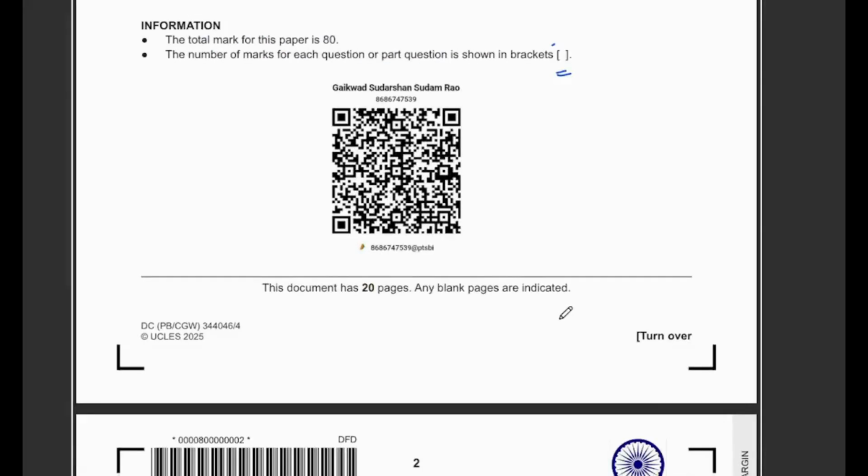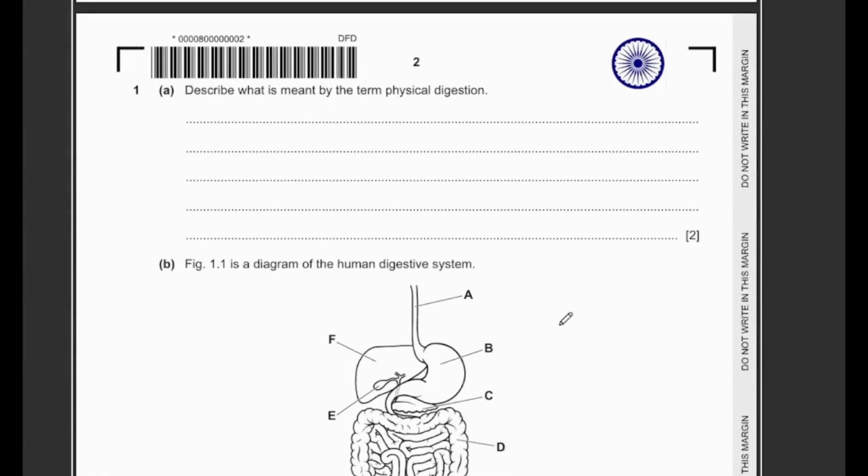The first question: describe what is meant by physical digestion. We have seen in the core paper they asked about chemical digestion, with some match the following questions. Now in extended they relate to the same chapter, but they are asking you for the definition or term meaning of physical digestion. Physical digestion means breakdown of the food into smaller pieces. In chemical digestion enzymes and chemicals are involved, but in physical digestion there is no such thing.